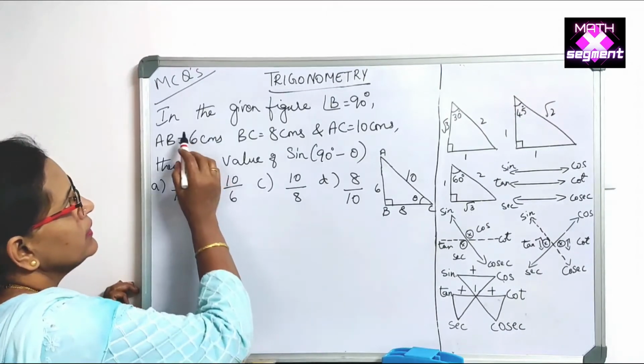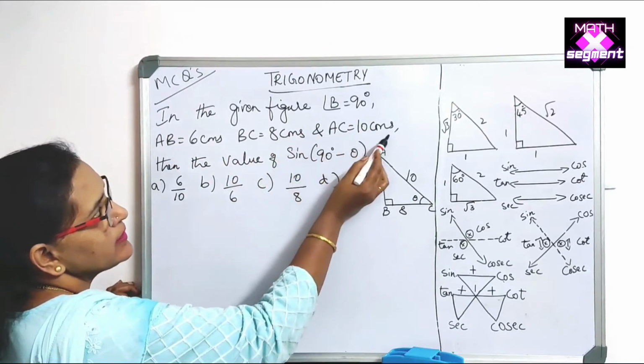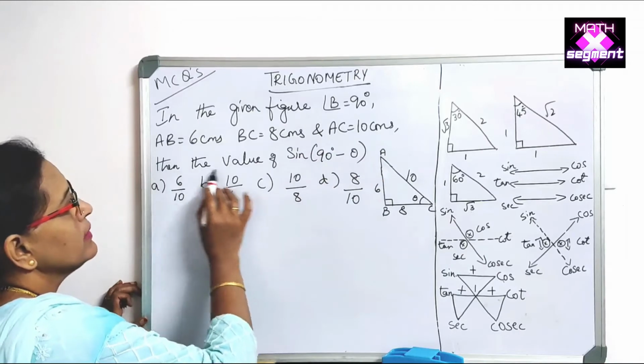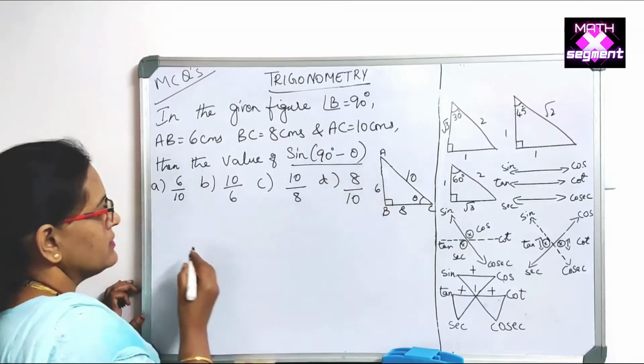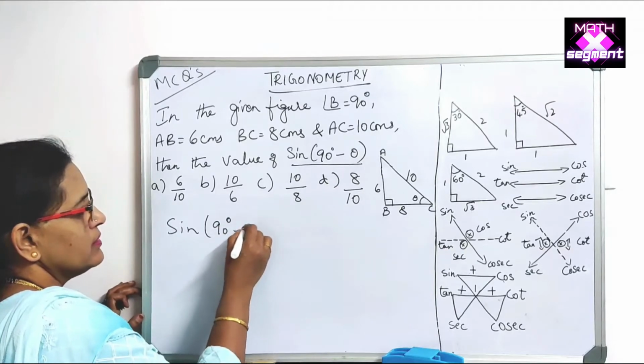Let's solve the next question. In the given figure, angle B is 90, AB is 6, BC is 8 centimeters and AC is 10 centimeters. Then the value of sine 90 minus theta. So what is given here? Sine 90 degree minus theta.